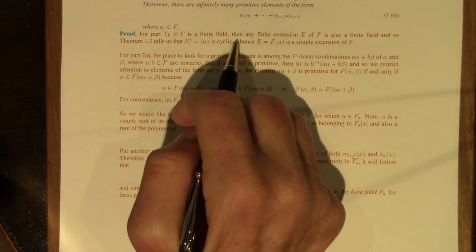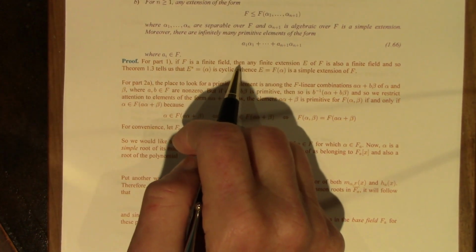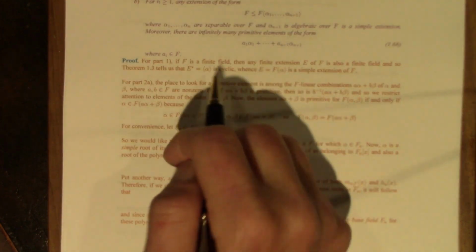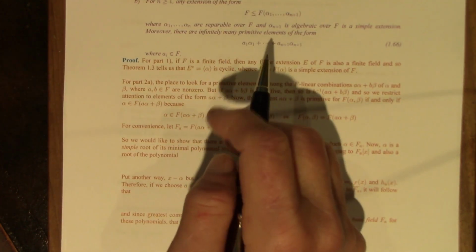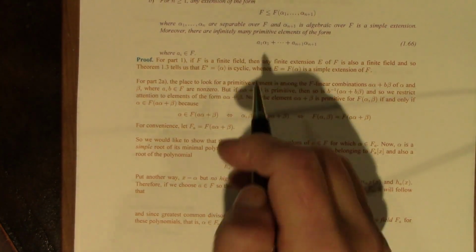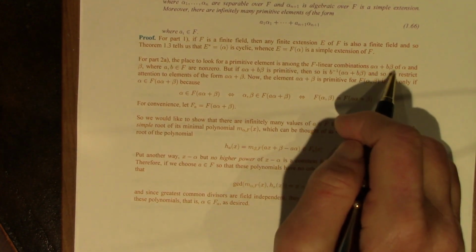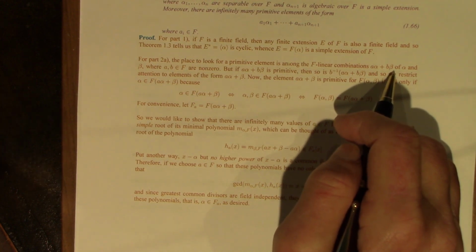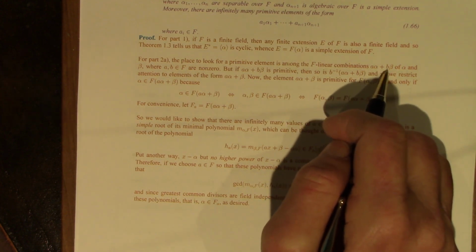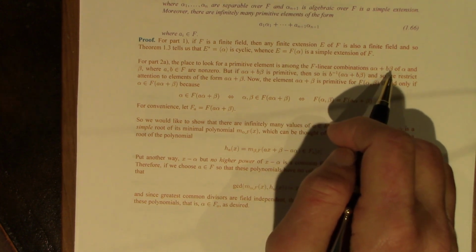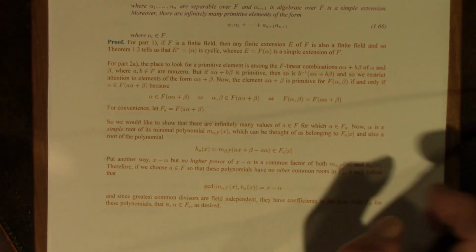I already gave essentially the proof of part one because it's just the fact that E star is cyclic. For part 2a, so that is this field extension, the place to look for a primitive element is among the F-linear combinations of alpha and beta. A primitive element is going to have to involve both alpha and beta. And so the coefficients A and B would have to be non-zero. So that's just a guess right now that that's a good place to look.